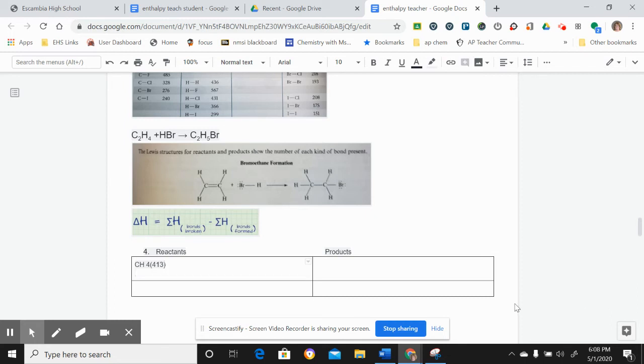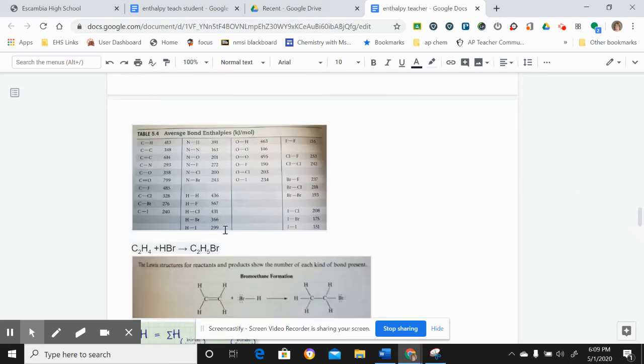What else do you see on the left-hand side? Oh, and in here I also have a C double bonded to another C. You need to make sure you put those C's in there, because if you don't, you're not going to get the right kilojoules per mole. And how many C double bonds do you have? I have 1. And what is a C double bonded to a C? It is right here, 614.